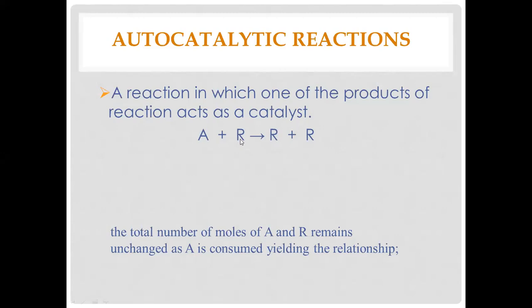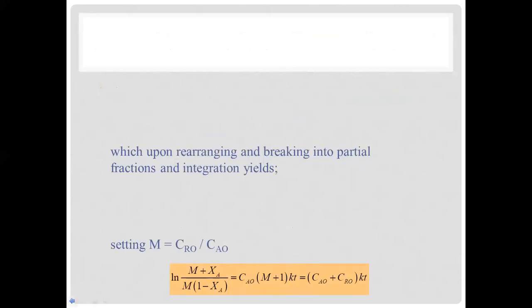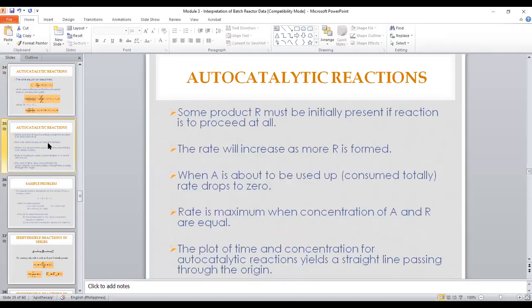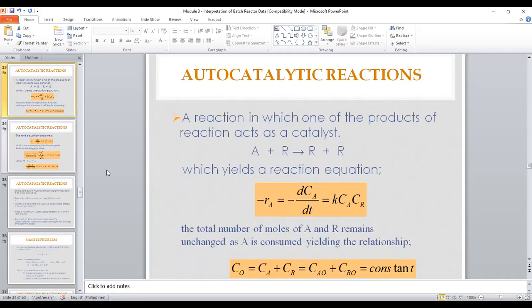So you have here also R and another R in here, because this product is also achieving the purpose of a catalyst, that is increasing the rate of reaction. Now, this is the way we write our autocatalytic reaction in which one of the products of reaction is acting as a catalyst. I'll go back to the unprojected slide because it cannot be projected properly. Go back here. So you have it here.